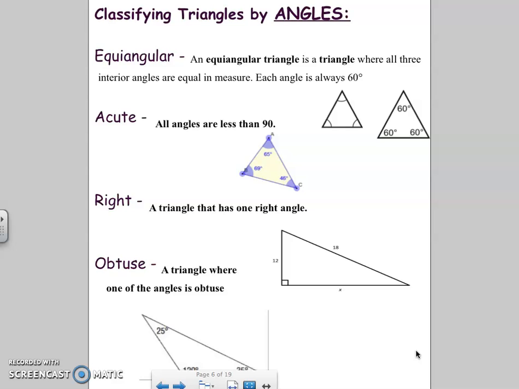When you have triangles, you can classify them, which means to name them. And you can name them by two things. You can name them by the angles, and you can name them by the sides. So when you name them by the angles, there are four different vocab words you need to know.